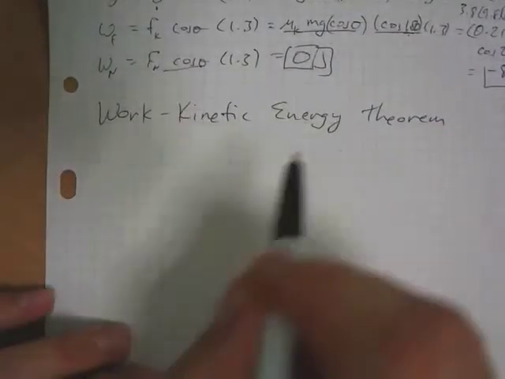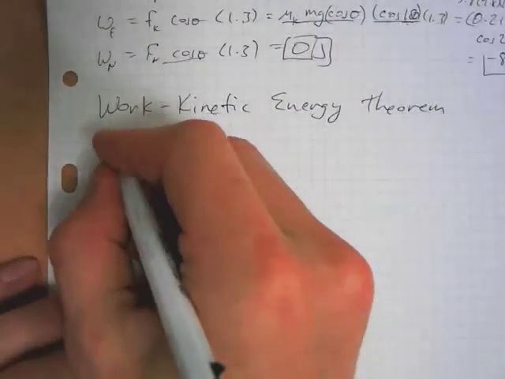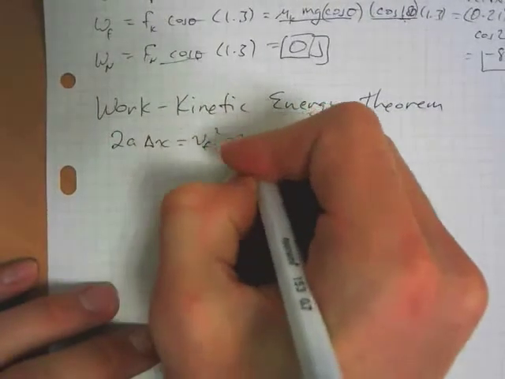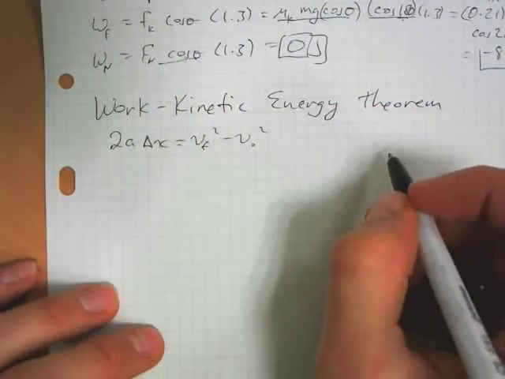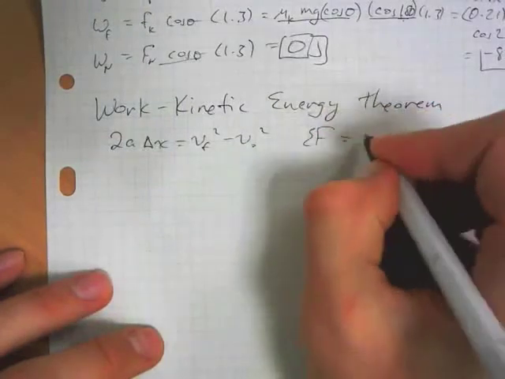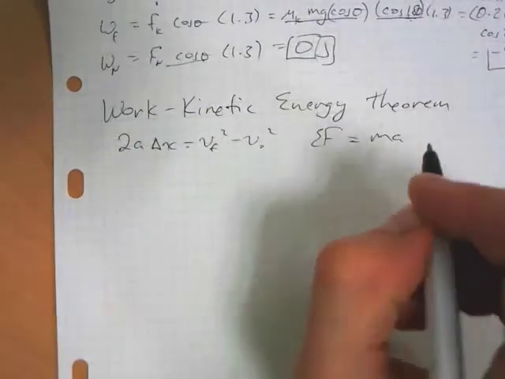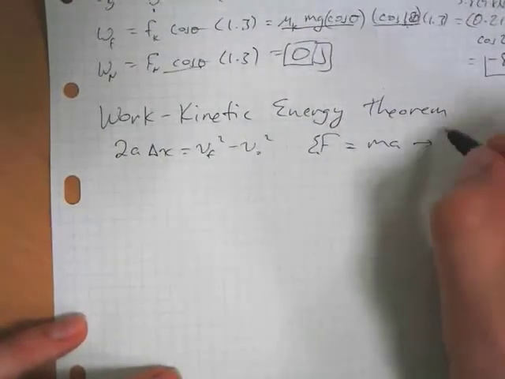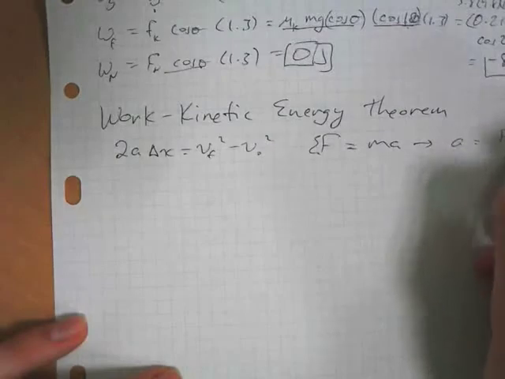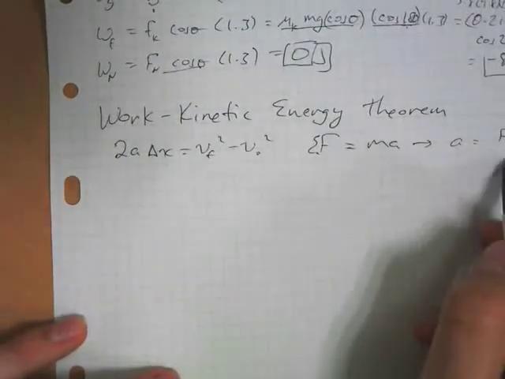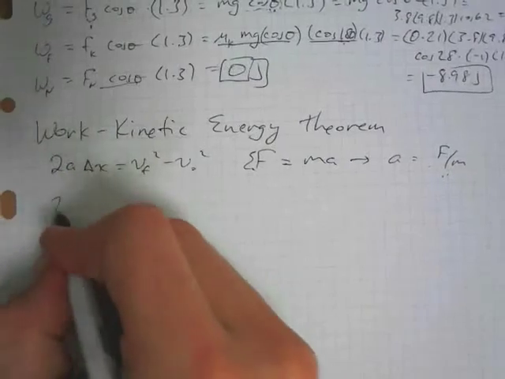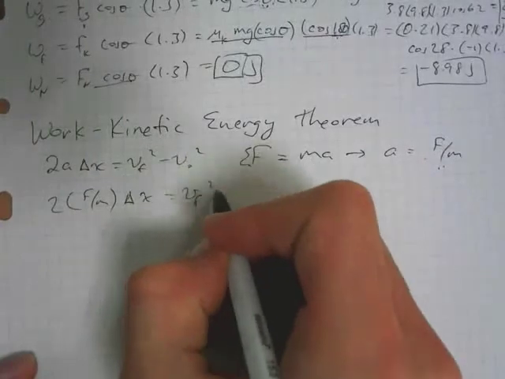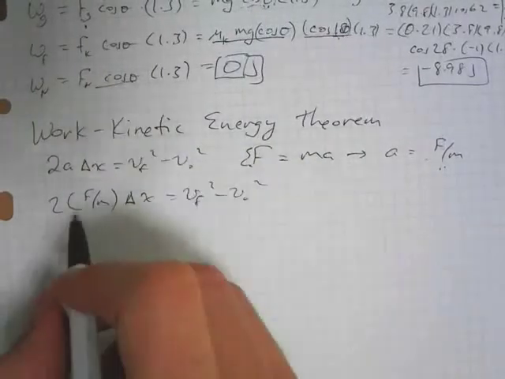If we take as a starting point, we're going to combine our time-independent kinematic equation with Newton's second law and derive what's called the work kinetic energy theorem. So net force equals ma, so that means the acceleration is net force over mass. And if we plug that in over here, that's 2F over m delta x equals v final squared minus v naught squared. All right.